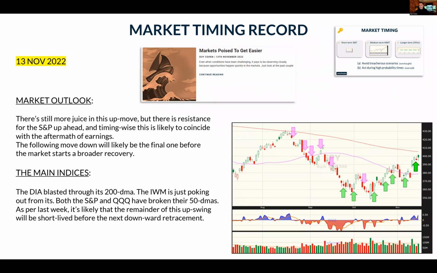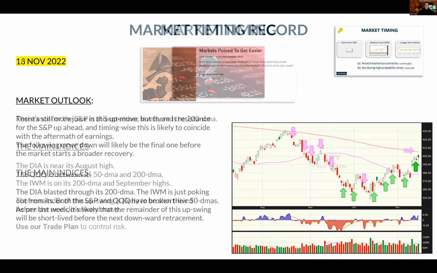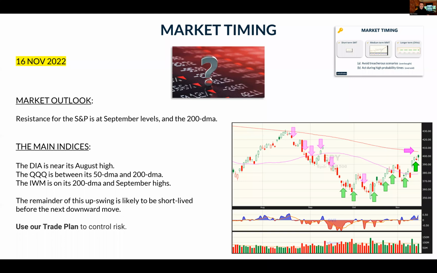So we're getting very close to today now, 13th of November. This was last Sunday. And I say, look, there's still just a little bit more juice in this up move, but we've got a lot of resistance around this area from previous highs and obviously other key levels as well. And I'll come on to what I think is going to happen next in just a minute. What I want to do now is show you the way I look at things so that you can see what I'm looking at.